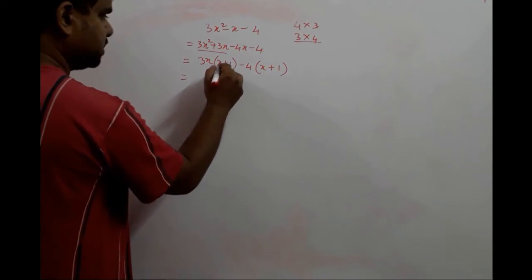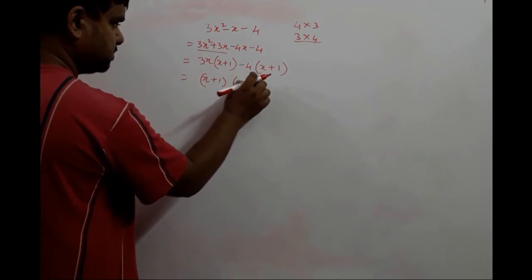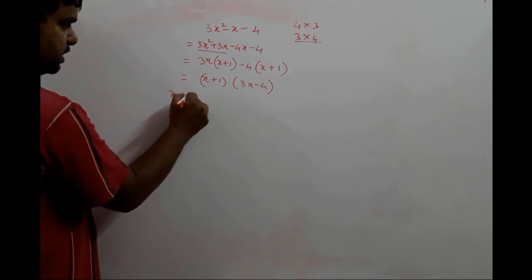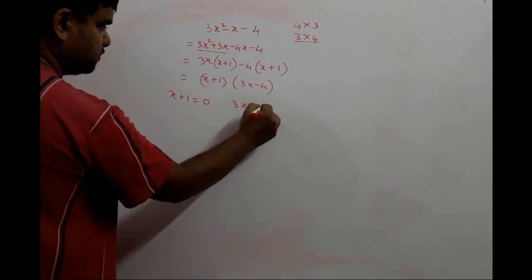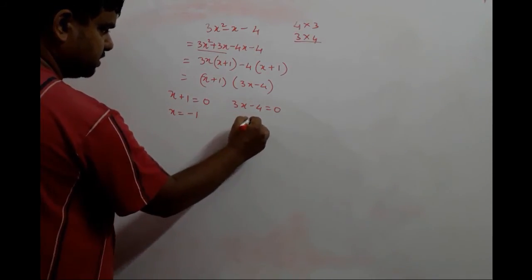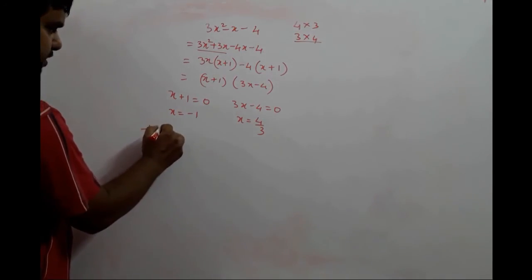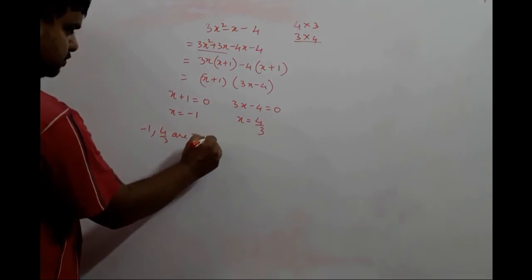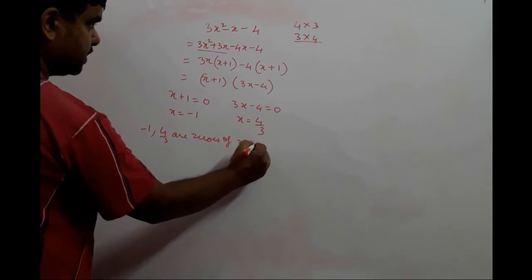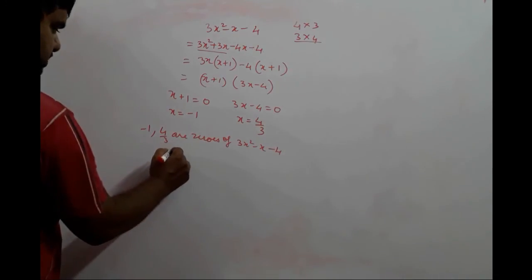So over here x plus 1 is common to both of them. So x plus 1, 3x minus 4. Okay, so these are the two terms. Let's equate them to zero. X plus 1 equal to 0, 3x minus 4 equal to 0, x equal to minus 1, and x can be written as 4 upon 3. So minus 1 and 4 upon 3 are zeros of 3x square minus x minus 4. Okay, so now that we have got the zeros, let's establish the relationship.